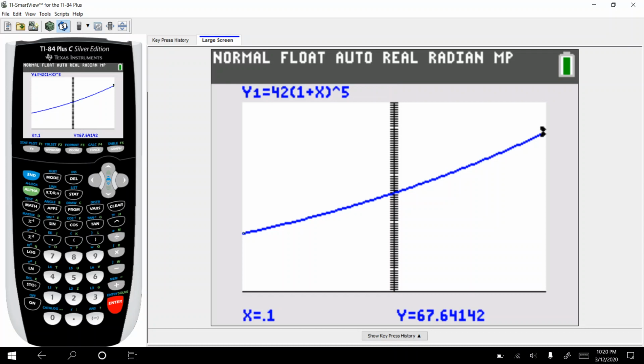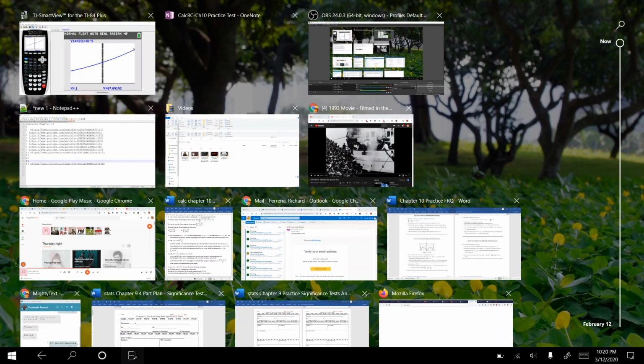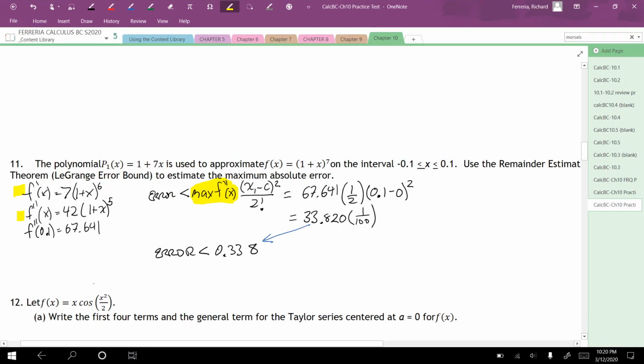So here's what my second derivative looks like. It's an increasing function. It looks as though our maximum is going to occur over here at x equals 0.1, which makes sense since we have an increasing function. Also, you'll notice that at 0.1, the value of that second derivative is 67.641. Hopefully I remember that correctly when I did my work. It's kind of hard sometimes when you're switching windows like this. And 67.641, I think that's correct.